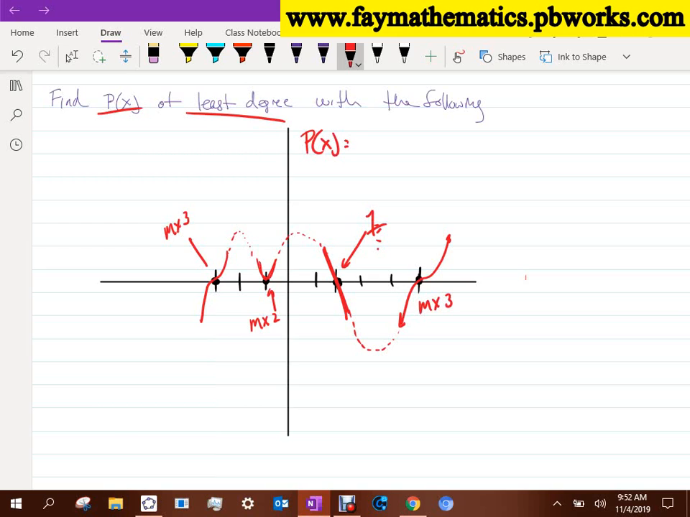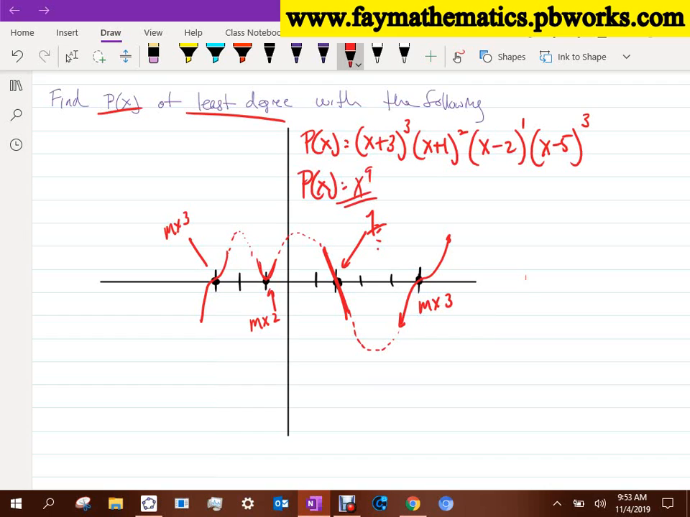That's a minus 3, right? So it'd be (x plus 3) cubed. This would be (x plus 1) squared. This would be (x minus 2). This would be (x minus 5) cubed. So p of x is going to be degree 9.